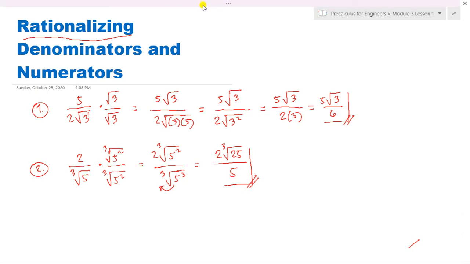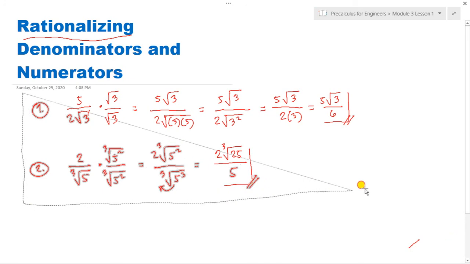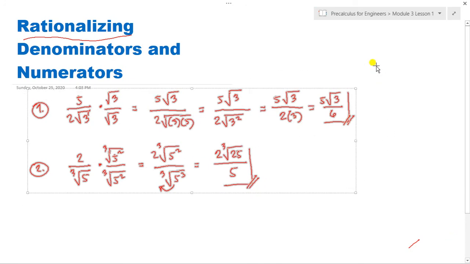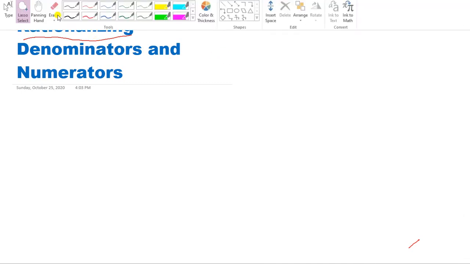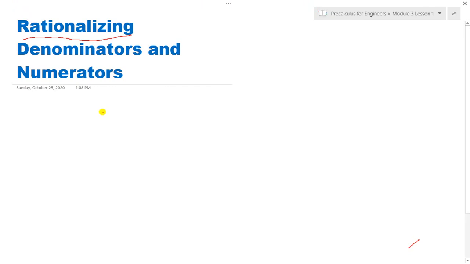When we say rational expression, class, it involves fractions. But don't worry, we will talk more about rational expressions in the next lesson. So next, we have another example for rationalizing a radical expression. In this example, we are going to rationalize the numerator.